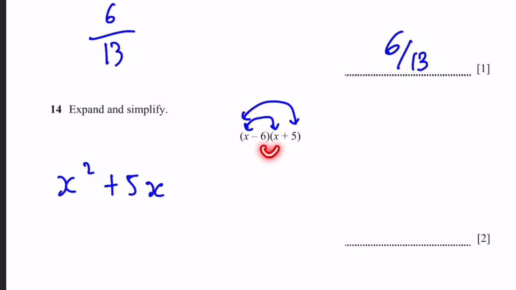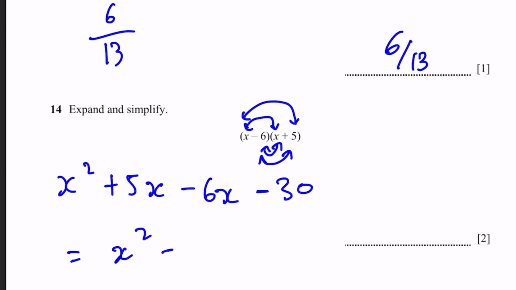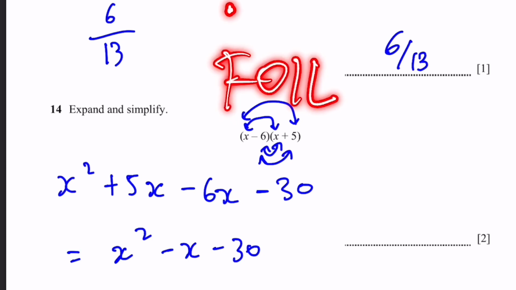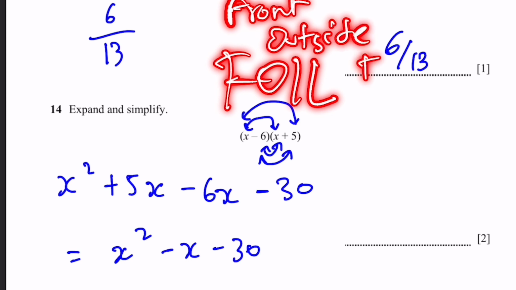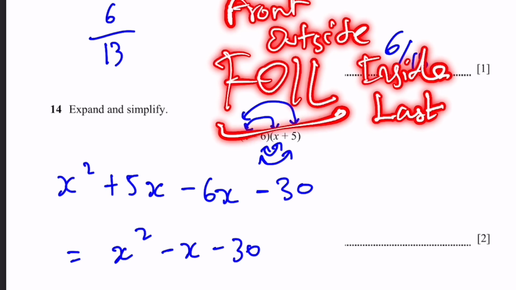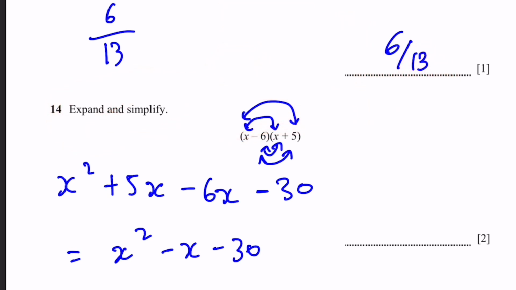Now, I stands for inside. And minus 6 into x is negative 6x. And now, L is last, which means minus 6 into 5, which is equal to minus 30. So now we can simplify this: x squared minus x minus 30. This FOIL method, for front, outside, inside, and last, is the one used to expand and simplify brackets, especially double brackets like these. Now let's just write the answer.